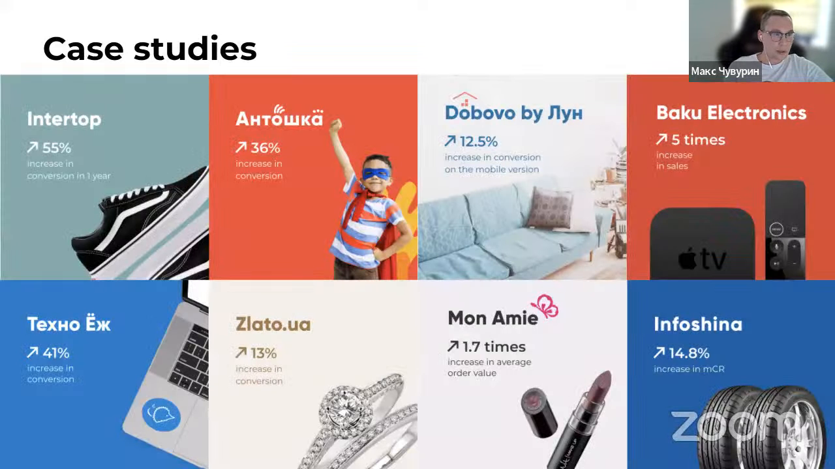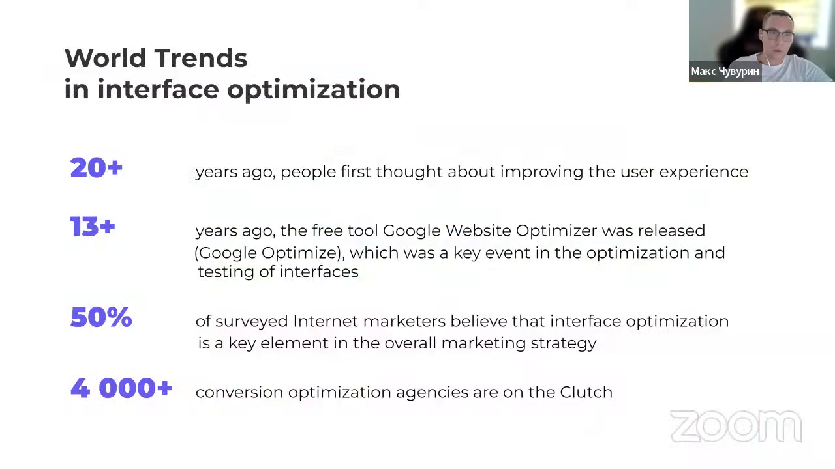Yeah, so there you can see some projects in our portfolio and results after the launch. And once we start talking about figures, let's look at some worldwide statistics. Interface optimization is a relatively new approach compared to traditional methods. The first professional optimization tool was released, I think, like 13 years ago, and that influenced the rapid development of interface optimization after it.